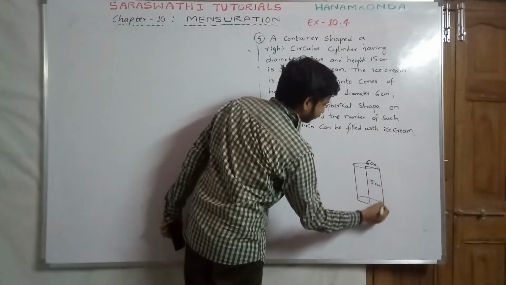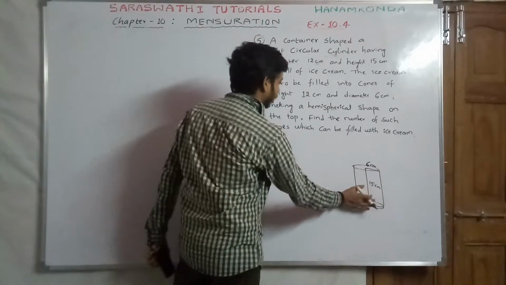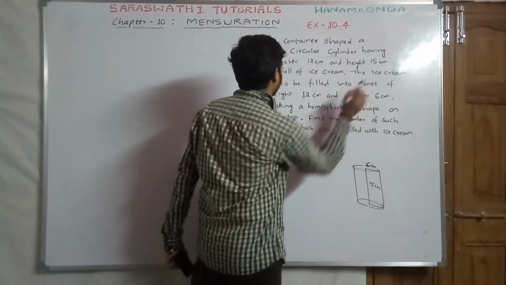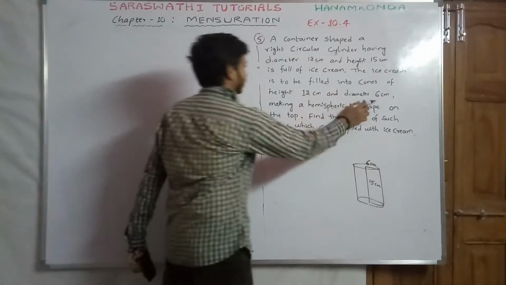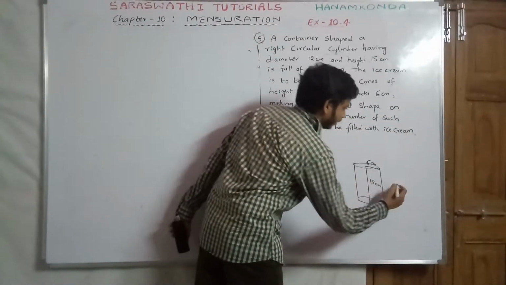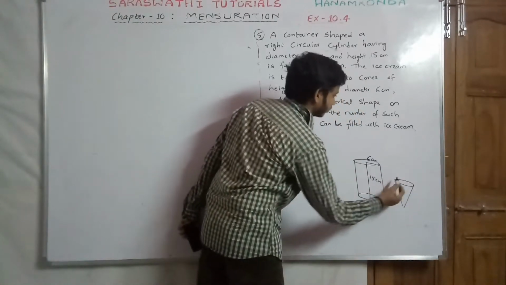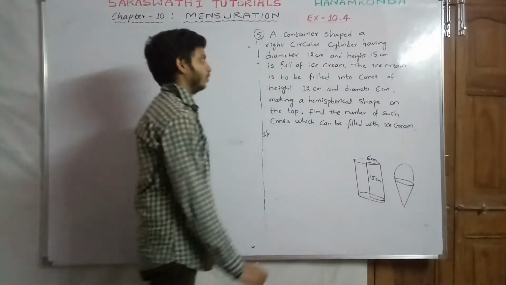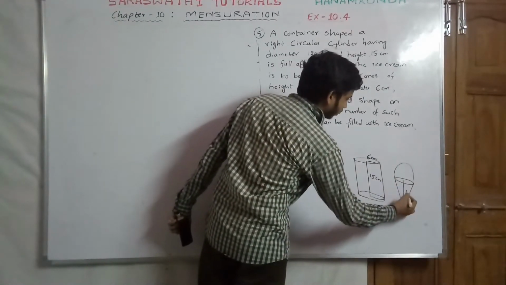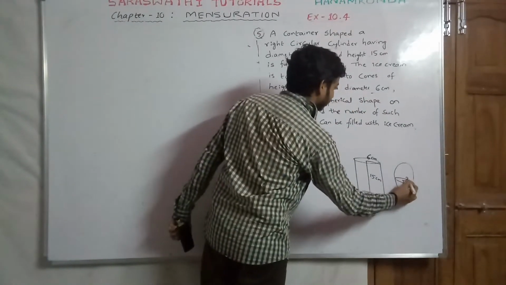So the container is a right circular cylinder having diameter 12 centimeters and height 15 centimeters, full of ice cream. That means this container is full of ice cream. The ice cream is to be filled into cones of height 12 centimeters and diameter 6 centimeters, making a hemispherical shape on the top. So the ice cream contained in the container is used to fill the cones, making a hemispherical top on each cone. The height of the cone is 12 centimeters and the diameter of the cone is 6 centimeters. That means the radius here is 3 centimeters.